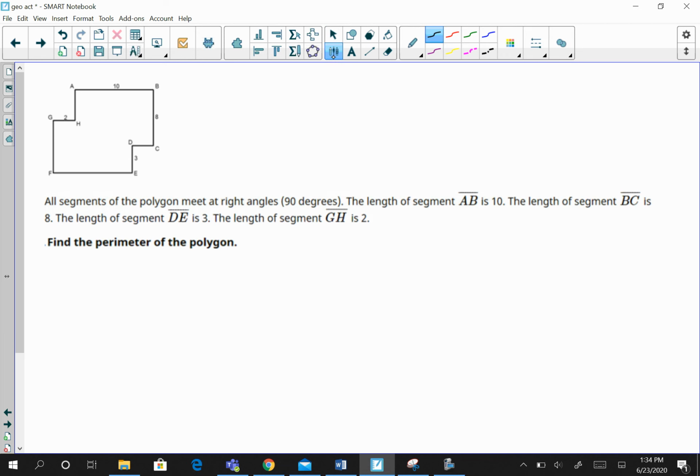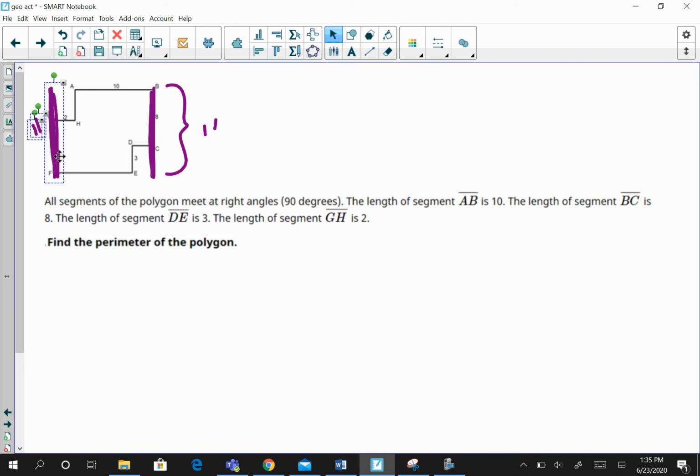Okay, so I can tell a few things from here. I can tell that this whole portion from here to here is 8 plus 3, that's 11. That means this whole portion over here is also 11. I don't need to figure out FG and HA. It is the same up and down distance of 11. Same thing with the top and bottom.